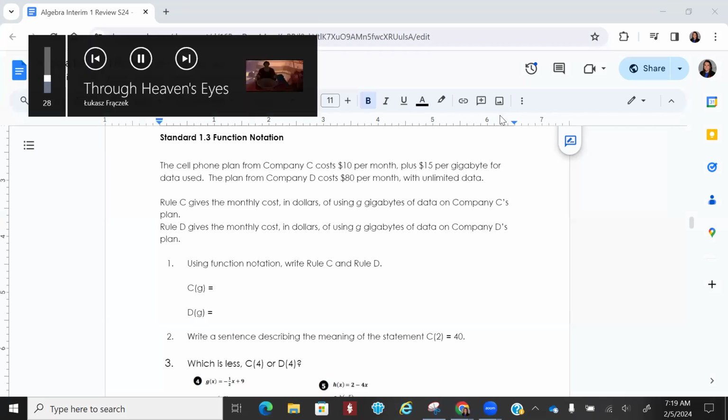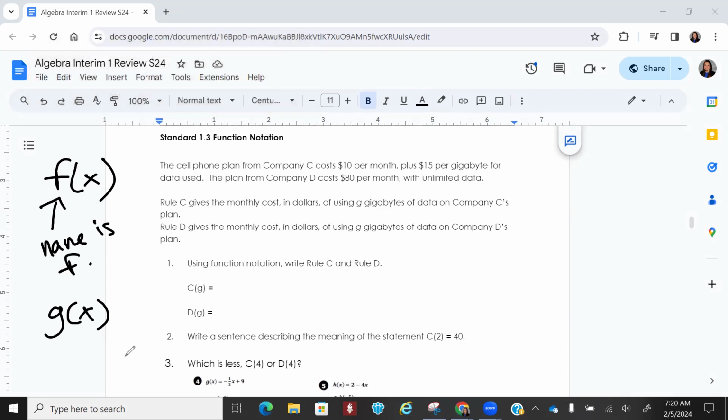So just as a reminder, function notation. If I have something like this, this is saying, hey, you have an equation and its name is F of X. If it said G of X, hey, you have an equation and its name is G. The input is what we put as the X values. The output is what we produce. Input is what we put in, output is what we produce.